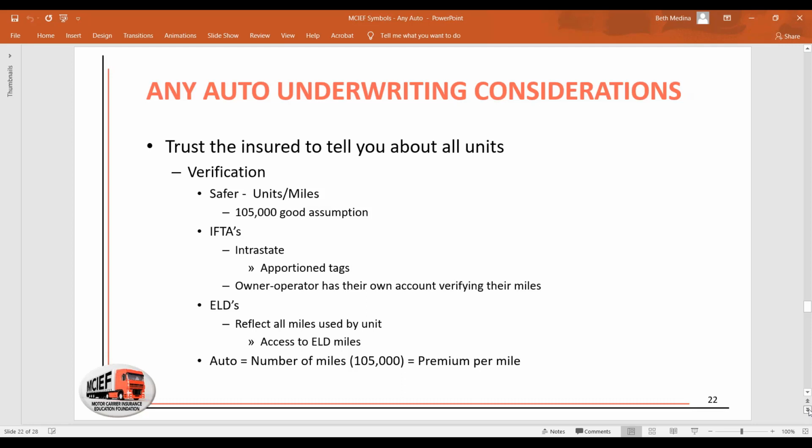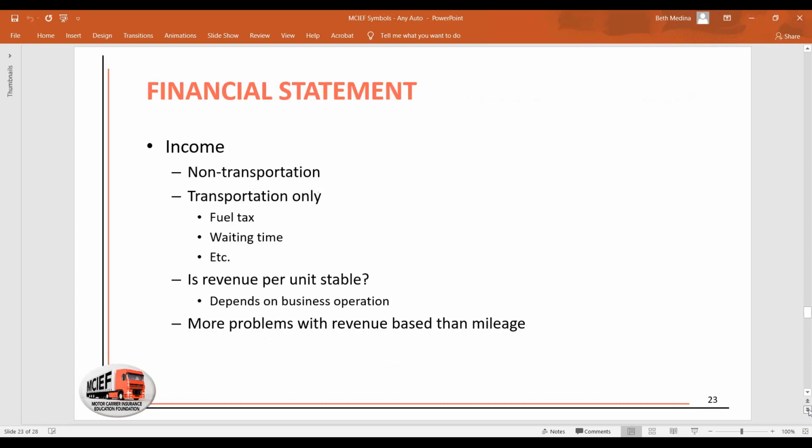So what we want to look at is auto equals the number of miles, 105,000, equals the premium per mile. This is what we end up with as the premium necessity based on any auto. So let's say one auto, X premium, $6,000. For every 105,000 miles, there will be a $6,000 premium, or close to a 6% rate. This is how we would determine the proper premium for any auto.